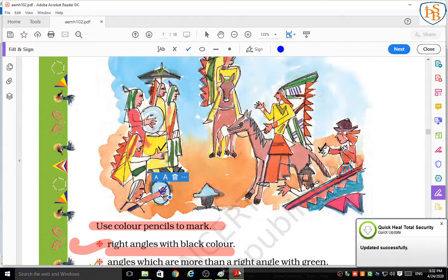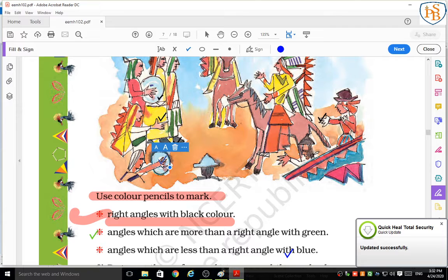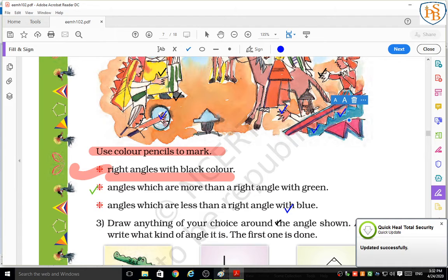Okay, students, so now we will find out the angles which are less than a right angle with the blue color. Like here we have seen. Then again less than 90 degrees. Here also. Correct? Right, students? Again here also we can see. Then here. Okay? All these angles show less than 90 degrees.